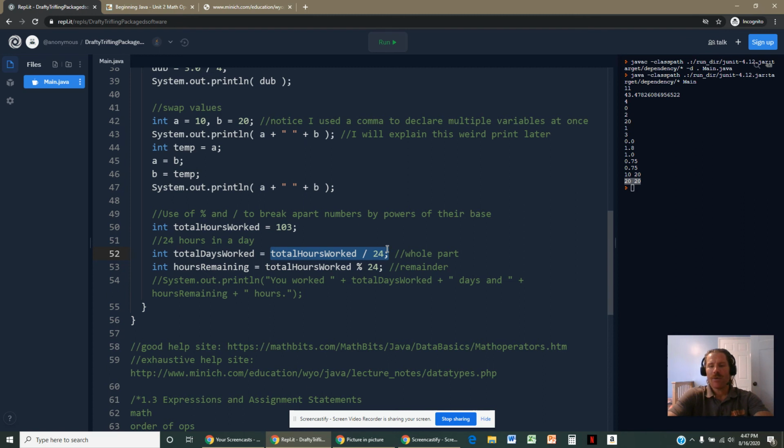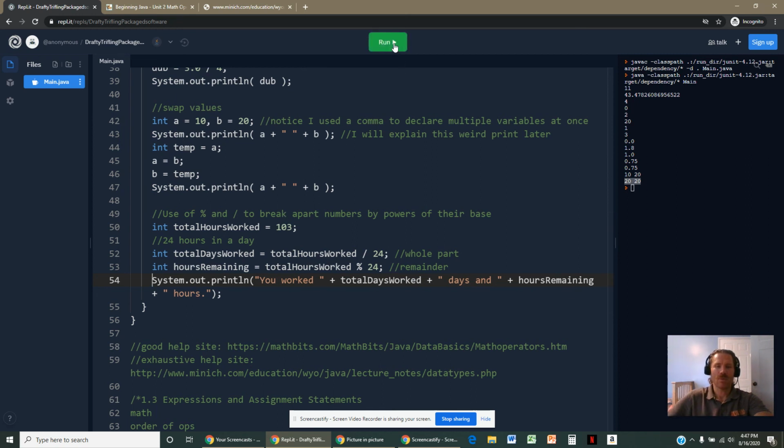But there were some hours left over, and that's where the modulus comes in. The modulus would give me the remainder of this division. So whatever wasn't taken up within those 4 complete 24-hour days, there's a little bit left over. That's your remainder, and that's what would show up by this modulus. So if we broke up that number 103 this way, we would then see how many complete days my friend worked and how many hours were remaining.